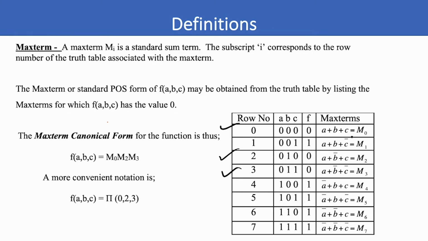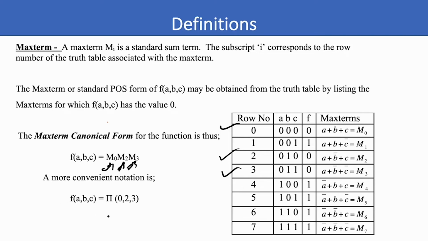So row 0 is max term A plus B plus C. So that's M0 right here, M0. That's sum term times M2, which is the standard sum term. We're multiplying these together because this is the product of sum terms. So sum term M0 times sum term M2 times sum term M3. So this is the product of sums form when we're using max terms defining the zeros of the function.